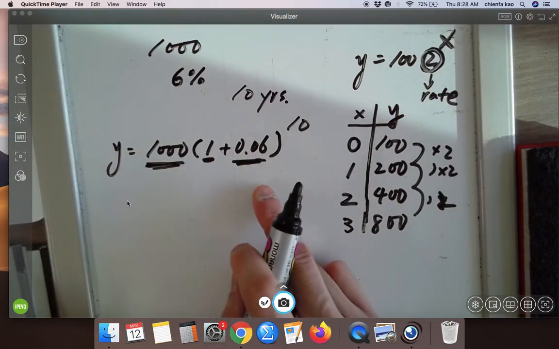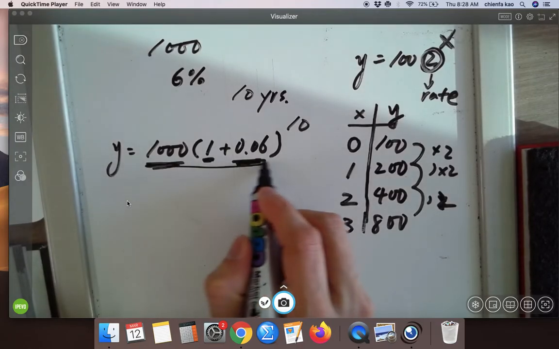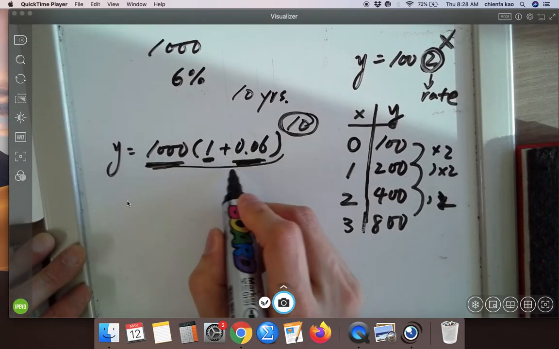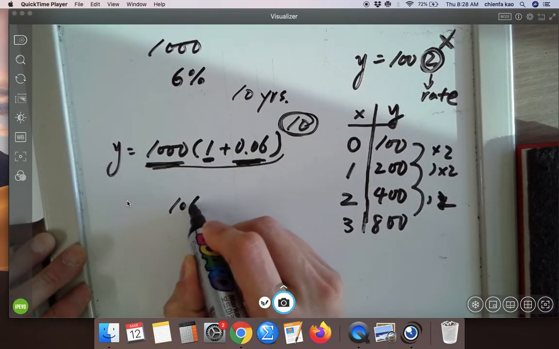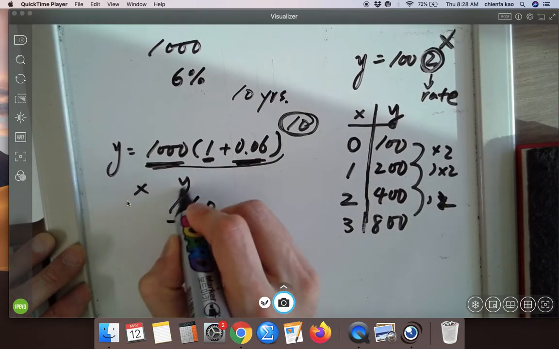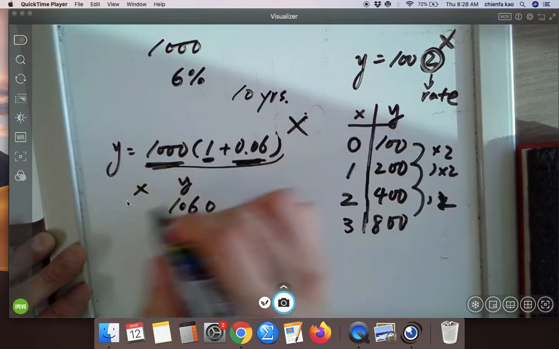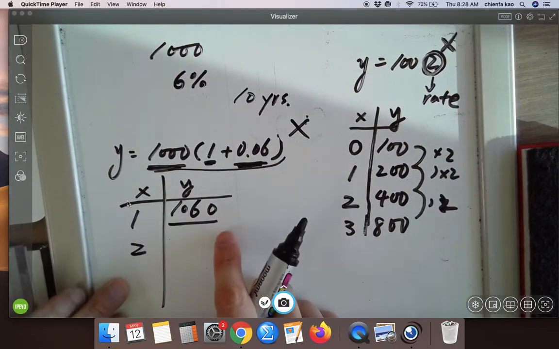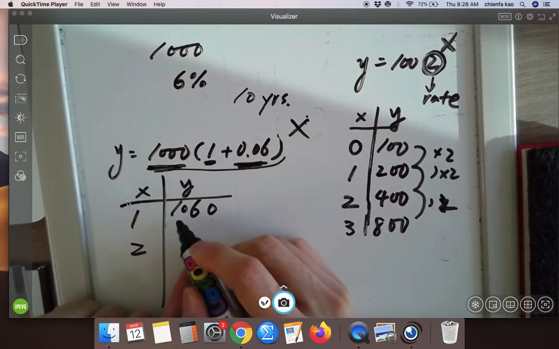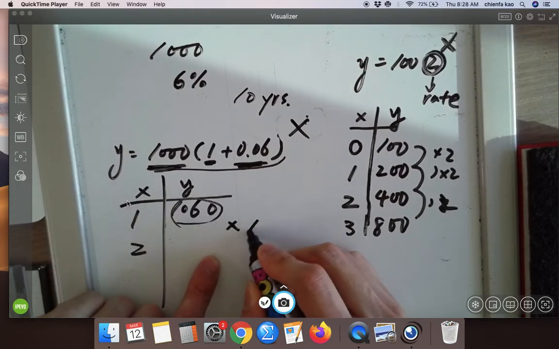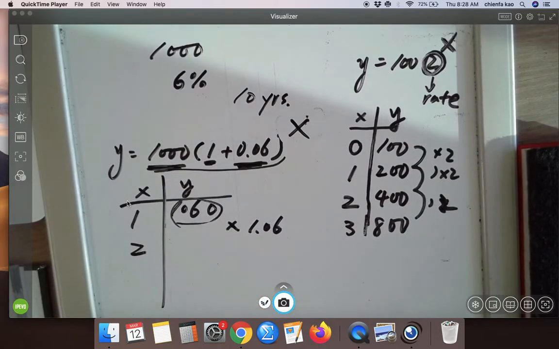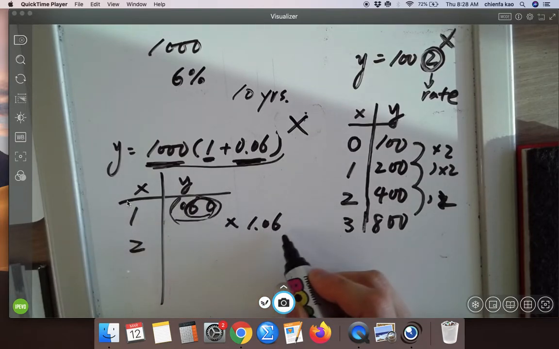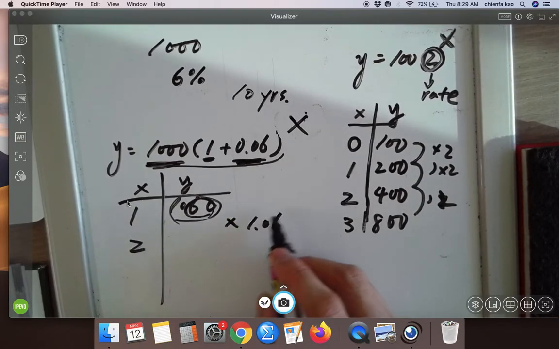And then you will see that this function is the exponential function because it increases exponentially. What I mean is that, okay, after the first year, you will have this much money. So if you do the next y, let's do x here. After the first year, this is the amount of money that you have. Now, after the second year, you actually have this amount, the original amount, now times 1.06.